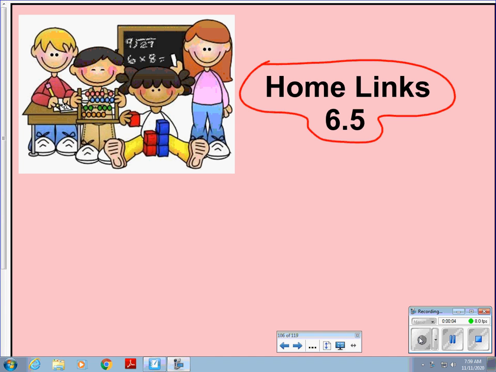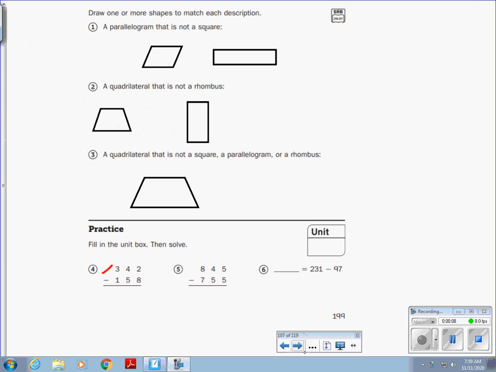Boys and girls, we're going to start Homework 6.5. And we have been working in class on trying to create different quadrilaterals, or shapes with 4 sides. So for number 1, it says a parallelogram that is not a square.